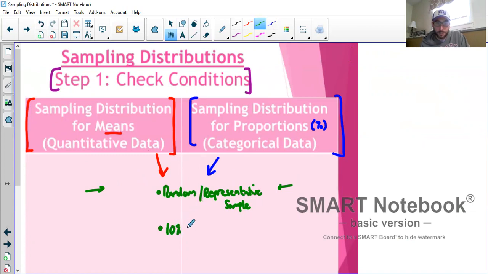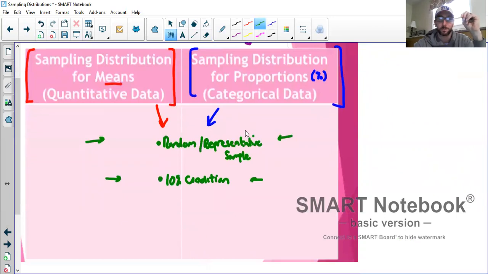The next thing is something called the 10% condition. Our sample has to be less than 10% of the size of the population. Similarly, we check that condition regardless of the type of sampling distribution we are working with. So for every interval and test for the rest of the year, for both of these types of sampling distributions, we're always checking for a random representative sample, and we're always checking this 10% condition.